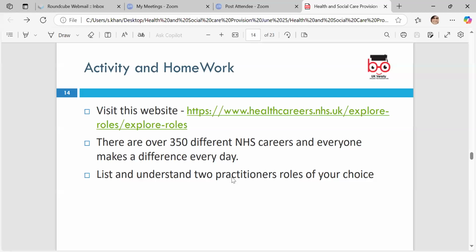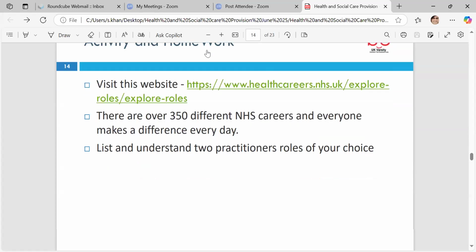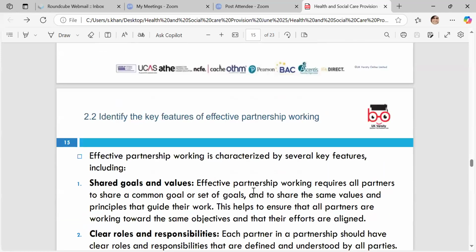So back to the slides. Can you see the slides now, activity and homework? No? Right, let me just share it again. Just 1 minute. I'll share it again. It's okay. So can you see them now? Yeah?